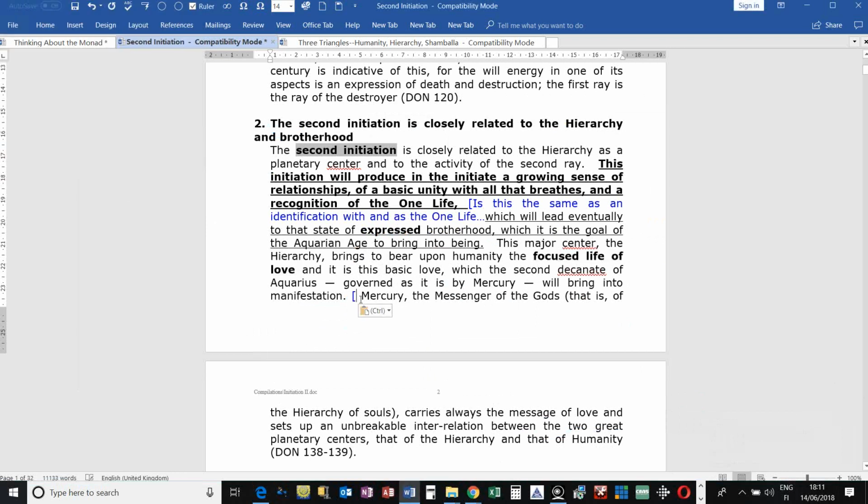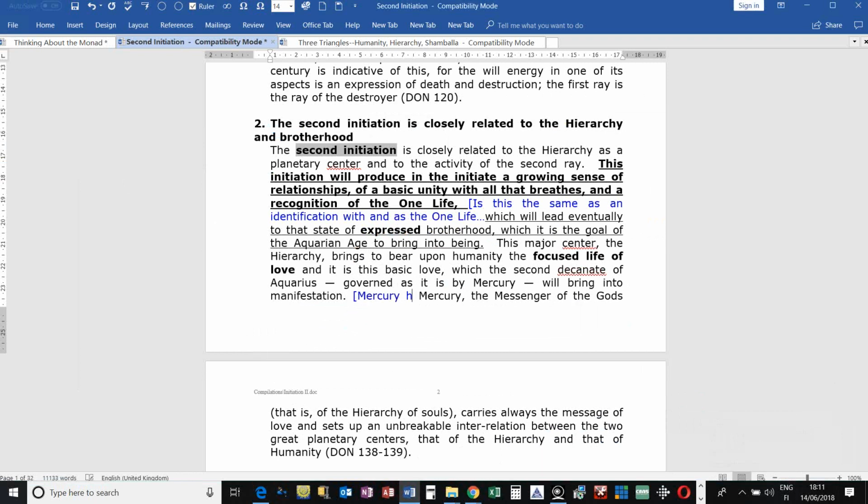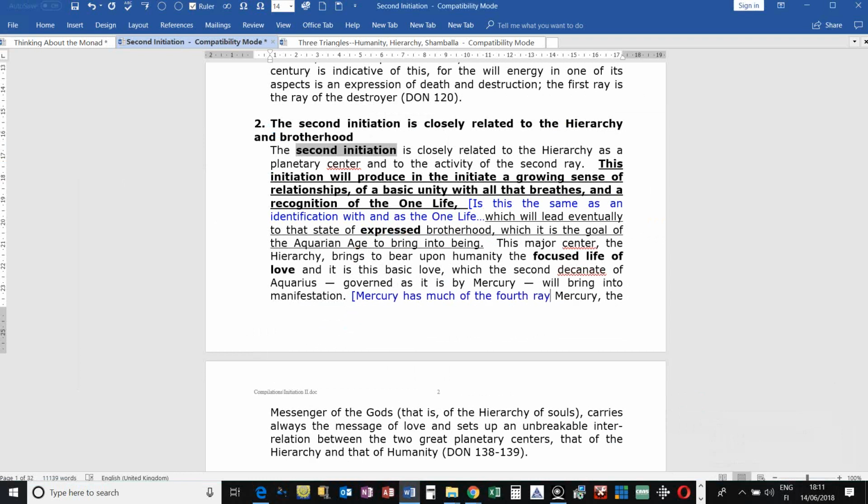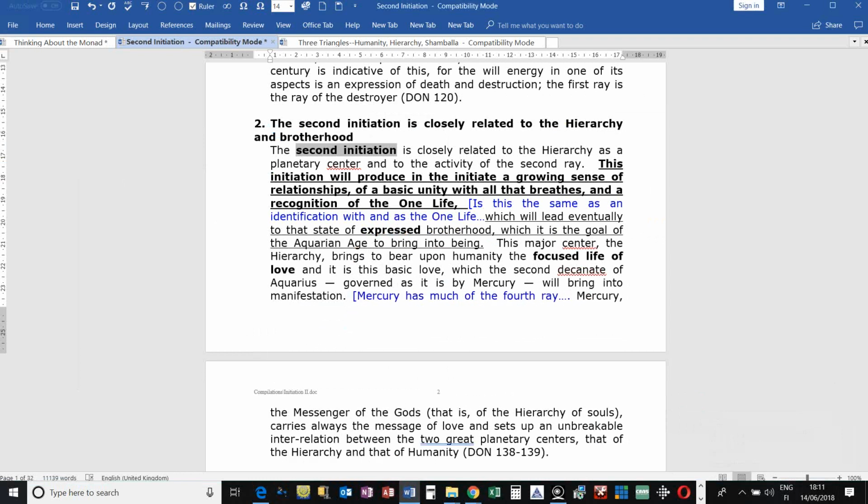Now remember, Mercury has much of the fourth ray, which is akin to the second ray of love. These rays are very much interrelated. Rays 1 and 2 are related, 2 and 4 and 3 and 6. DK tells us all in a special way. So this is something really to think about.